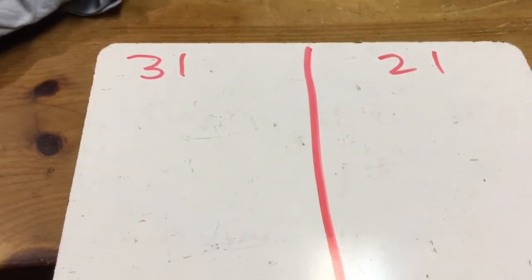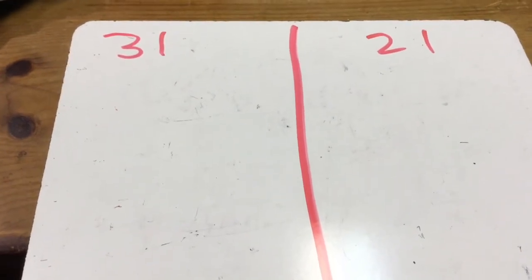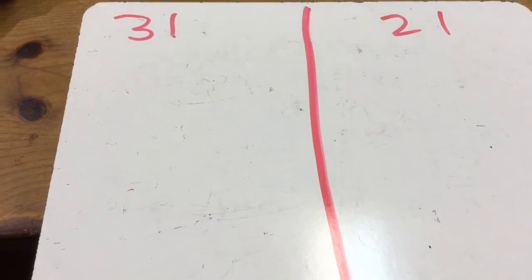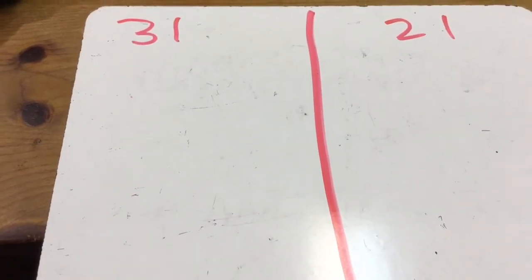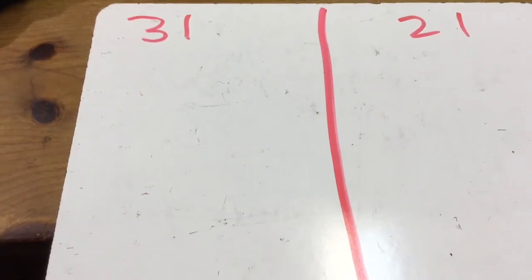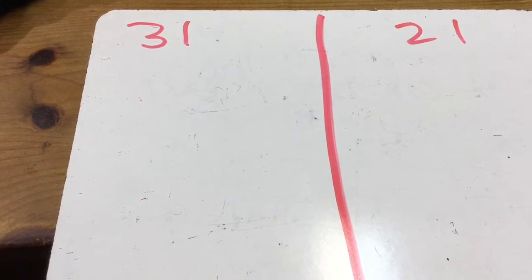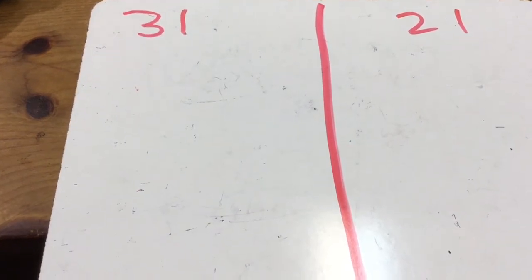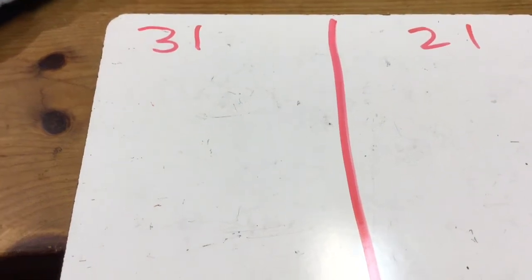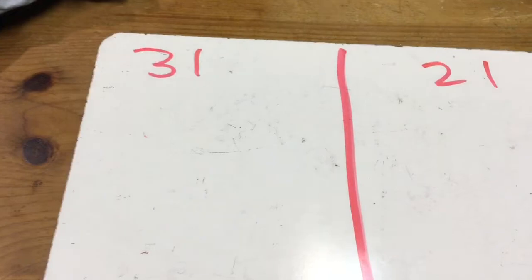31, 21. Both are odd numbers. Are they both prime? I don't know. What can I divide 31 into evenly? Or another way of thinking of it is what times what gives me 31? Not much. Only 1 times 31, or 31 times 1 gives me 31. That's the only way to get 31.